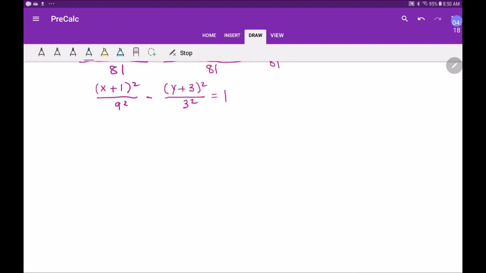Okay, so our h is equal to minus 1. You can see it's minus 1 there. And you can see our k is minus 3. So k is minus 3. Our a, which is underneath the x plus 1, is what I was trying to say. So that's 3. No, it's 9. 9 squared. And our b is equal to, right there, 3. Oops, sorry about that. 3.